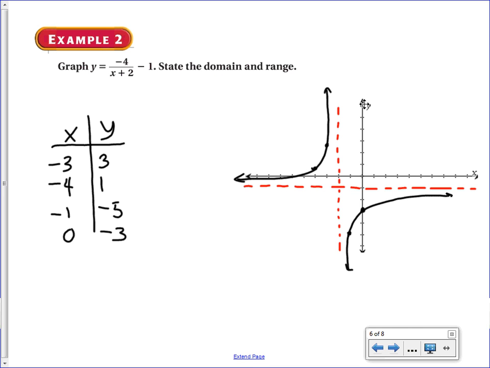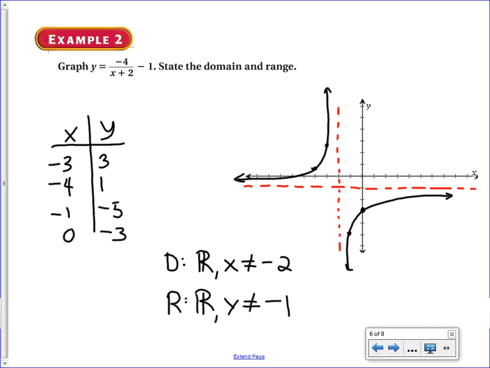You just got to be careful that you don't cross your asymptotes. And there's our rational function. The domain is going to be all real numbers except for the thing that x can't be, which is -2. The range is going to be all real numbers except for the thing that y can't be, which is -1.